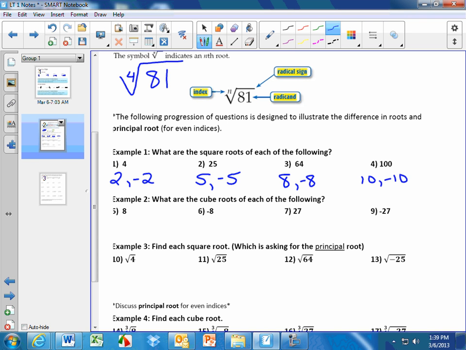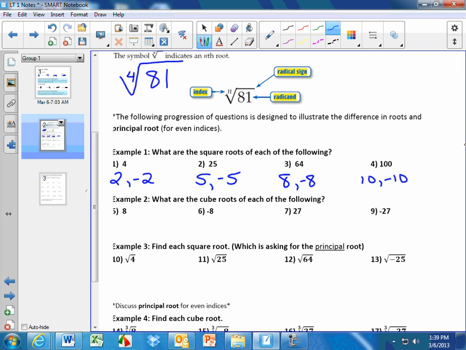Good. Then we switch gears. Questions 5, 6, 7, and evidently I can't skip number 8, but 5, 6, 7, and 9. What are the cube roots of 8, which we may not be as familiar with, so look.